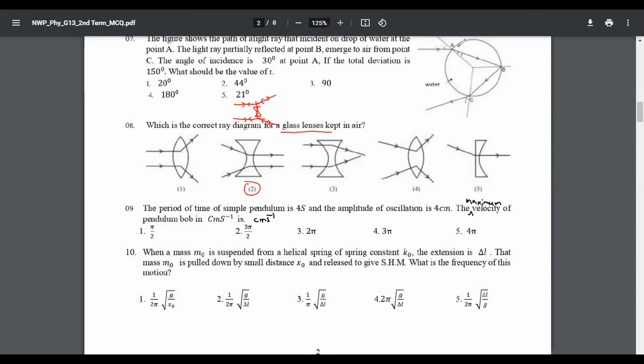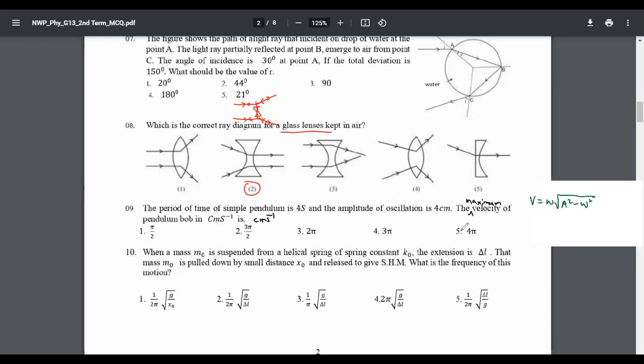The maximum velocity of the pendulum, because the equation for velocity of an object performing simple harmonic motion is given by omega times the square root of a squared minus x squared. This is the equation for velocity. So velocity is not constant. It changes from point to point. There are points where velocity is 0 also. So they should have been specific, and it should have been maximum velocity.